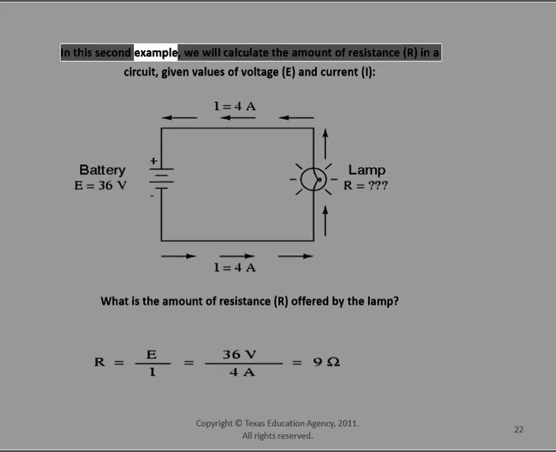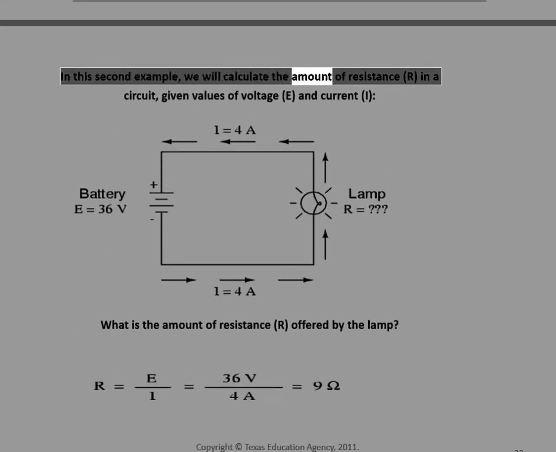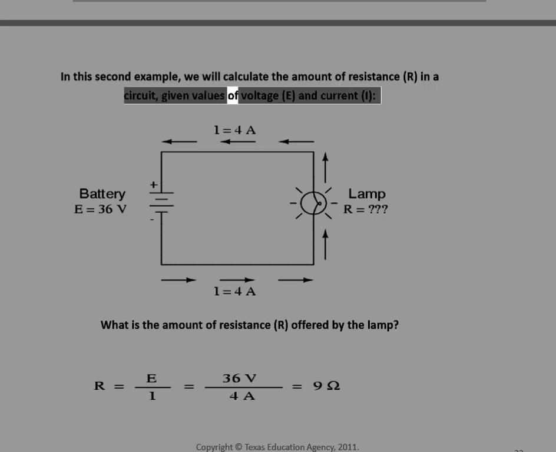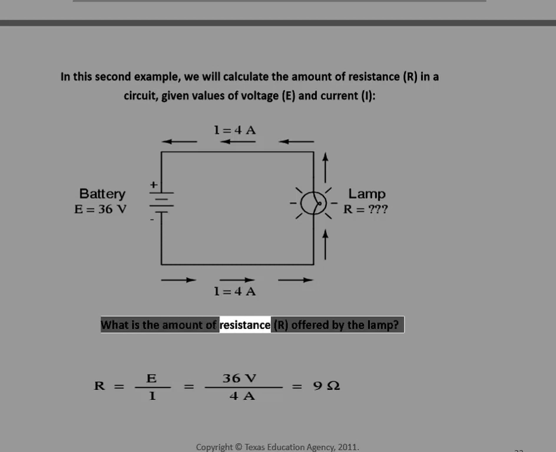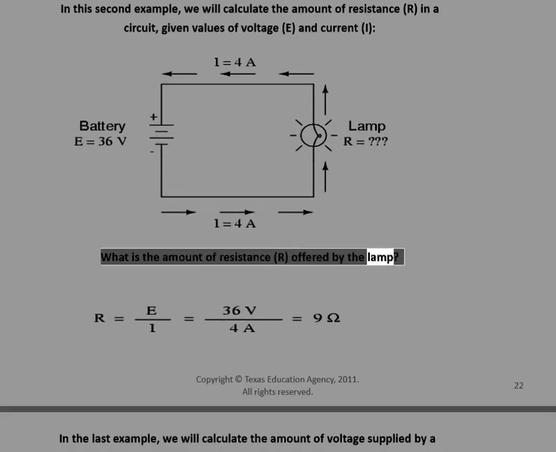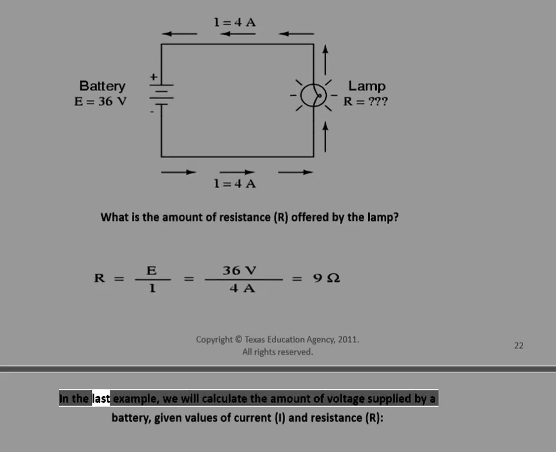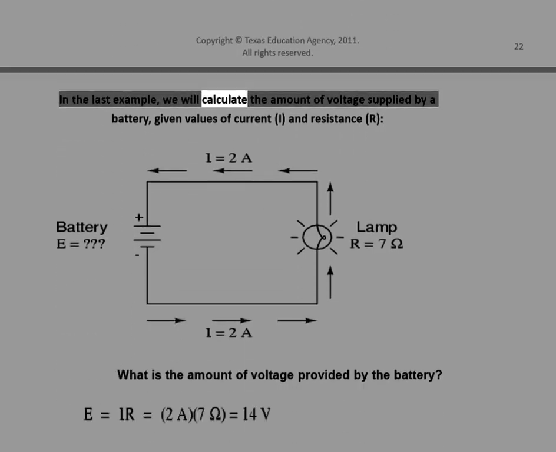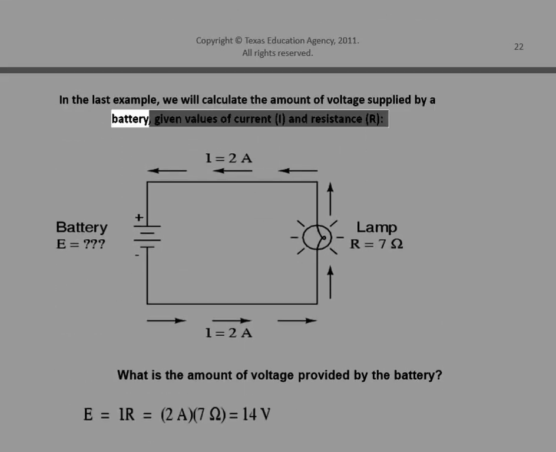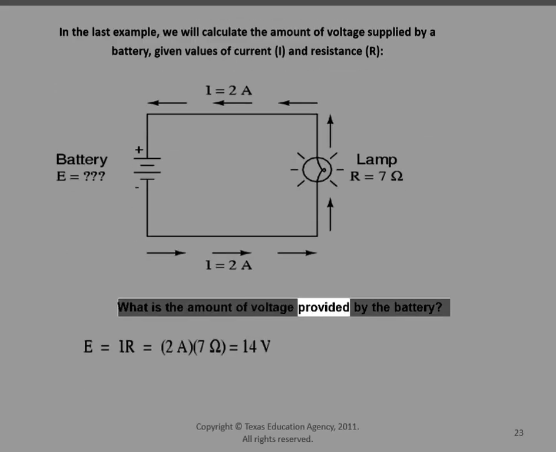In this second example, we will calculate the amount of resistance, R, in a circuit, given values of voltage, E, and current, I. What is the amount of resistance, R, offered by the lamp? In the last example, we will calculate the amount of voltage supplied by a battery, given values of current, I, and resistance, R. What is the amount of voltage provided by the battery?